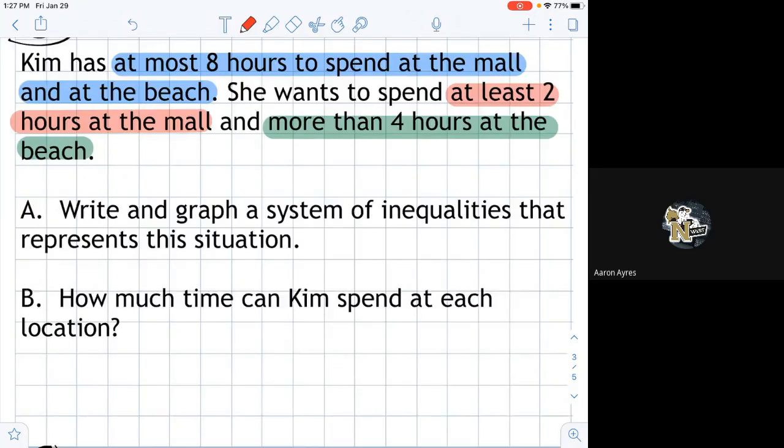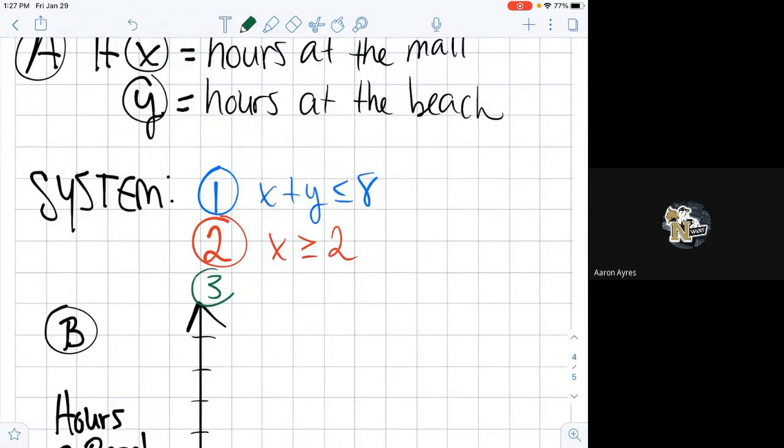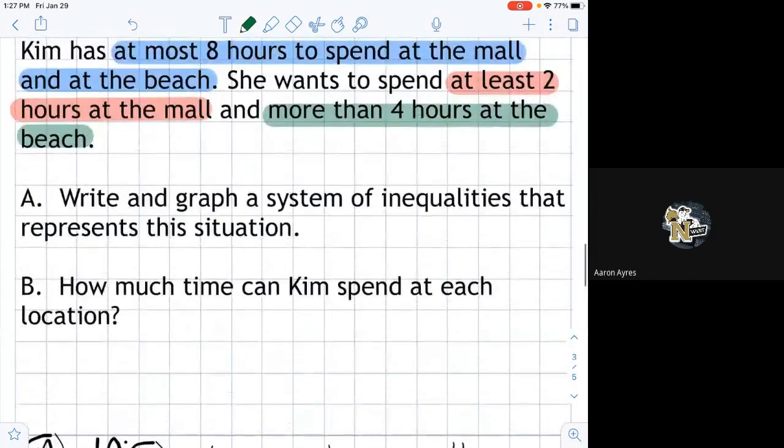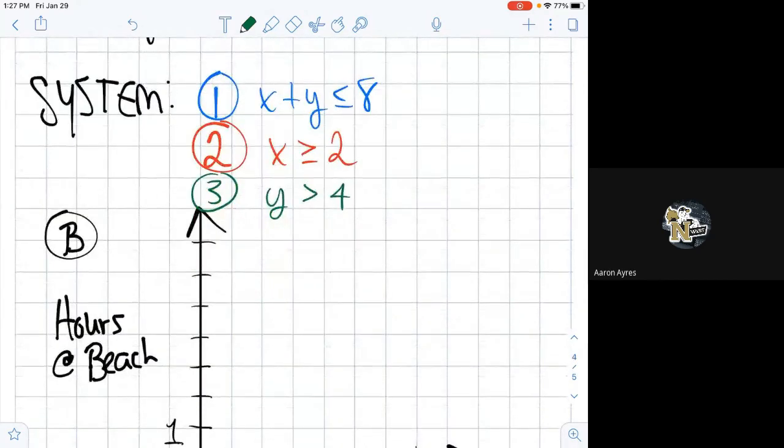Excuse me. So I didn't put that on there. I was going to give you guys a little bit of a surprise. So y is greater than 4, I believe. Is the next one. It says more than. Y is greater than 4. Are we okay with that now? That's the system. Now graph it.